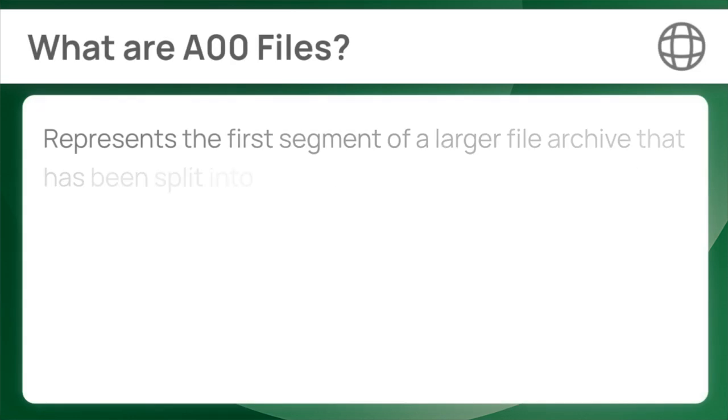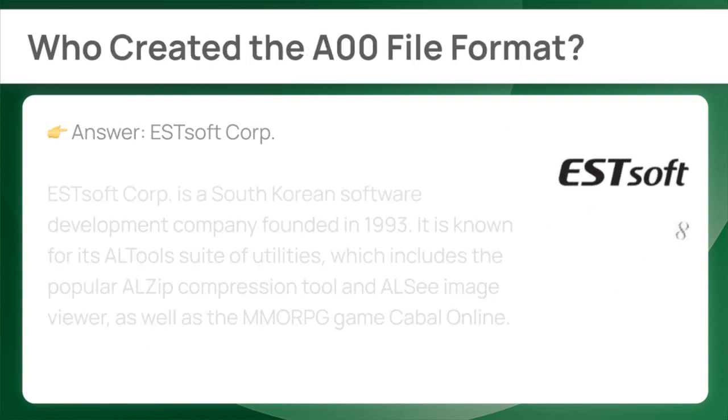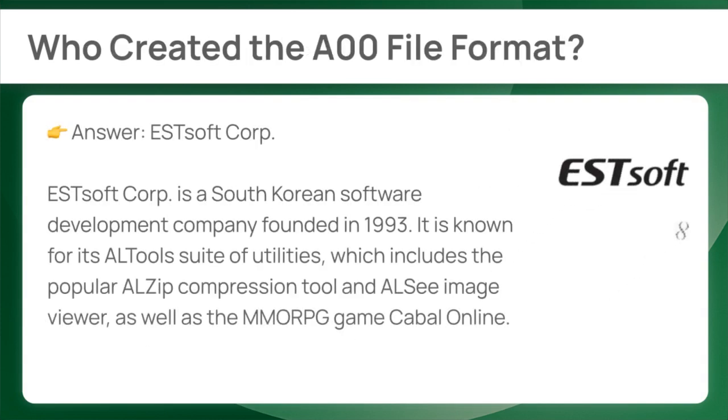An A00 file represents the first segment of a larger file archive that has been split into multiple smaller parts by the ALZip compression utility. This method is used to facilitate easier transfer over networks or storage on media with size limitations. To extract the contents, all parts, A00, A01, etc., must be present.